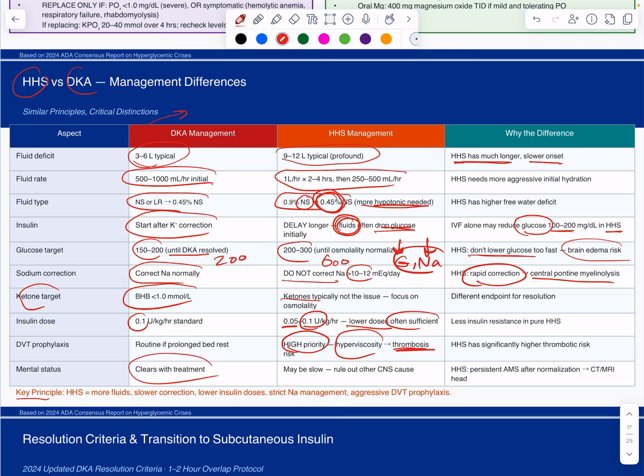So, key principles here about the differences between HHS and DKA. HHS will require more fluid, it will correct slower, and it will require lower insulin doses. Sometimes because they are severely dehydrated, they can be hypernatremic as well, even severely hypernatremic. So you'll need to take care of the sodium as well and correct that with hypotonic saline or free water to correct the hypernatremia. And in HHS, they will need aggressive DVT prophylaxis.